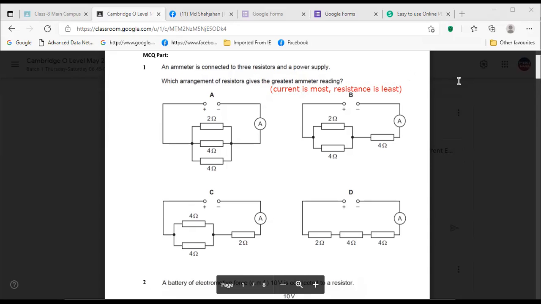So which one is easiest to calculate resistance? D, right? D is the easiest one to calculate resistance because you simply have to add them, because they all are in series. So 2 ohms, 4 ohms, 4 ohms, it will be 10 ohms, right? So here we write 10 ohms.